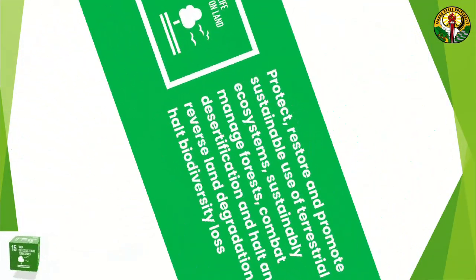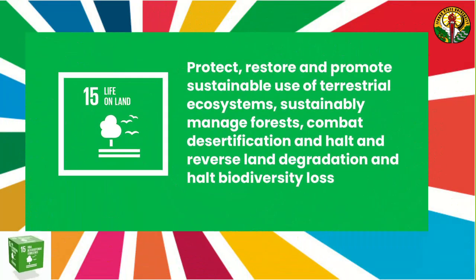In 2015, leaders from 193 different countries agreed on 17 global goals they felt the world needed to achieve by 2030. Goal 15, Life on Land, aims to protect, restore, and promote sustainable use of terrestrial ecosystems by sustainably managing forests, combating desertification and halting and reversing land degradation and biodiversity loss.